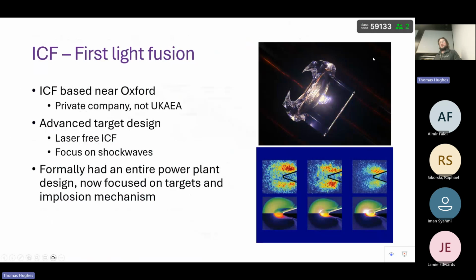Does not use lasers at all. They focus on shockwaves instead. So they've actually tried to make this gel, which is that picture on the top, where it'll fire something at this gel, and it'll create a shockwave symmetrical around it to then hit the pellet at the same time and cause an implosion that way. It's a lot more complicated. They've had very limited success, but they initially had a power plant design, which they've since rescinded. But the YouTube video still exists, so I thought it was worth a look.